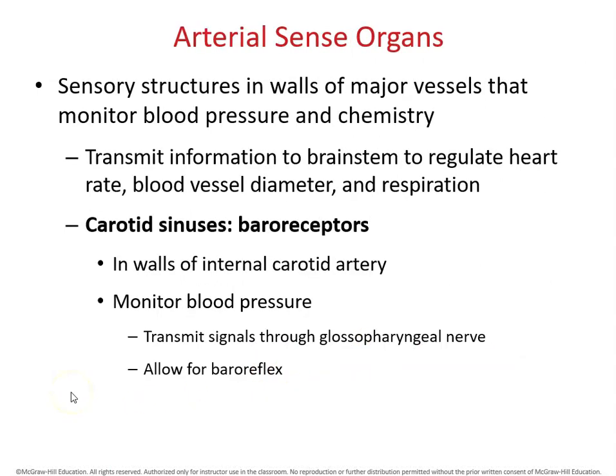There are some sensory structures in the walls of major blood vessels that monitor blood pressure and chemistry. These structures can transmit information to the brainstem to regulate heart rate, blood vessel diameter, and respiration. There is a baroreceptor on the carotid artery. It is located in the wall of the internal carotid artery. It monitors the blood pressure and allows for baroreflex, as well as transmitting signals through the glossopharyngeal nerve.